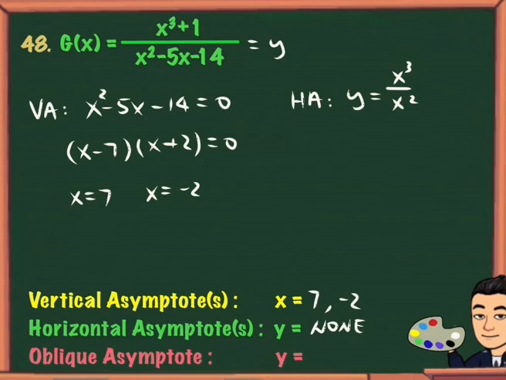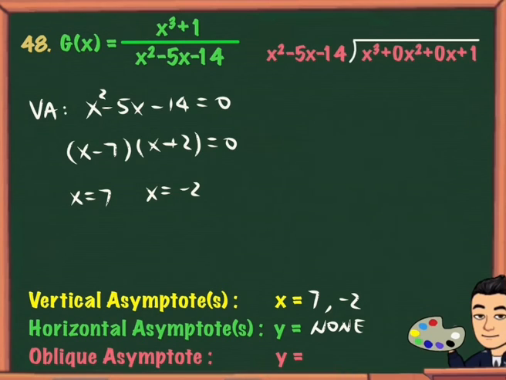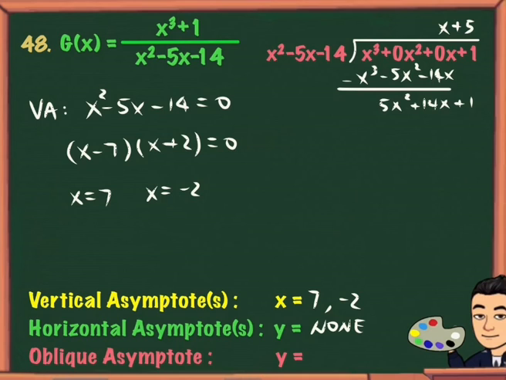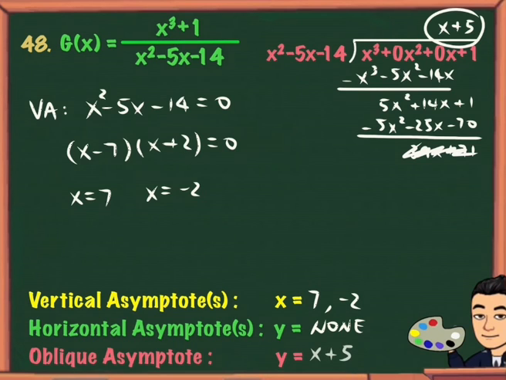Okay, so we have to figure out if there is an oblique asymptote. Do the long division: x, and then you have x cubed minus 5x squared minus 14x. Subtract it, you get positive 5x squared plus 14x, and then bring down the 1 plus 1. Okay, so you put plus 5, and you're going to get 5x squared minus 25x minus 70. You see that the remainder equals 39x plus 71. You don't have to even worry about the remainder. This is going to be your oblique asymptote.